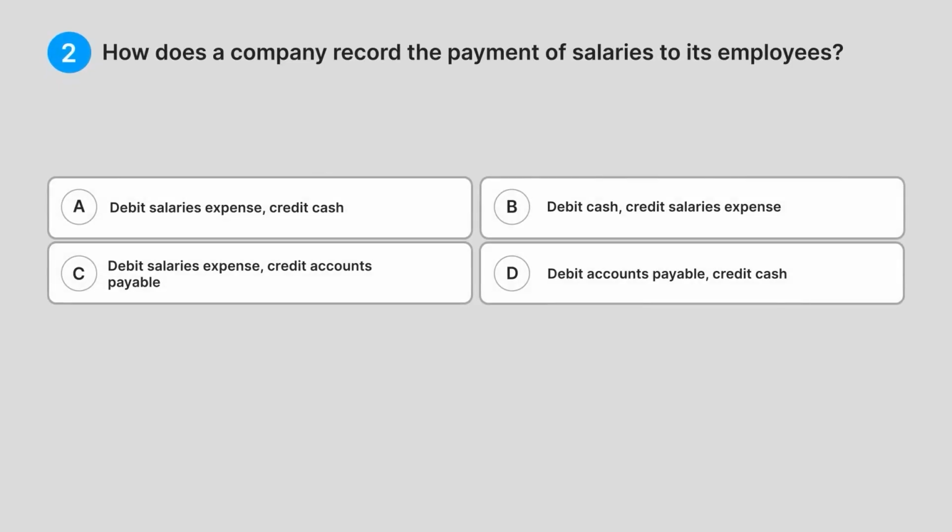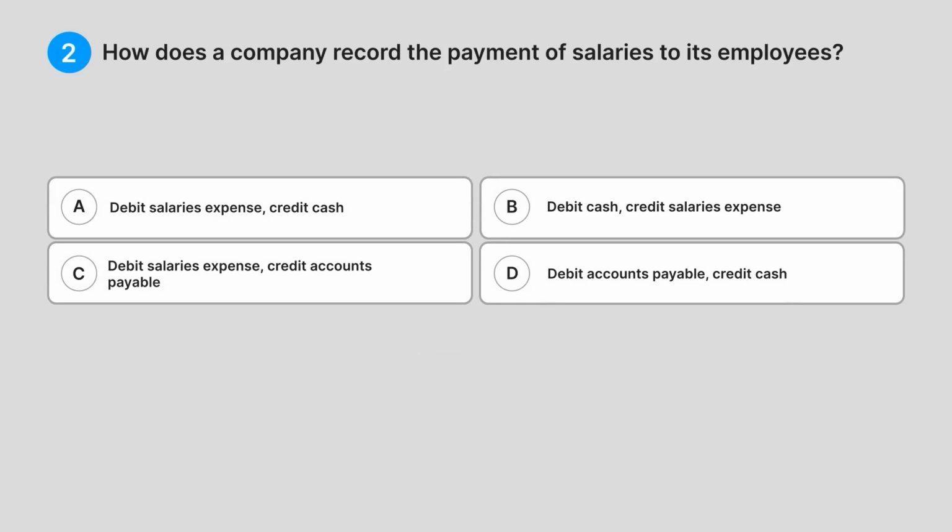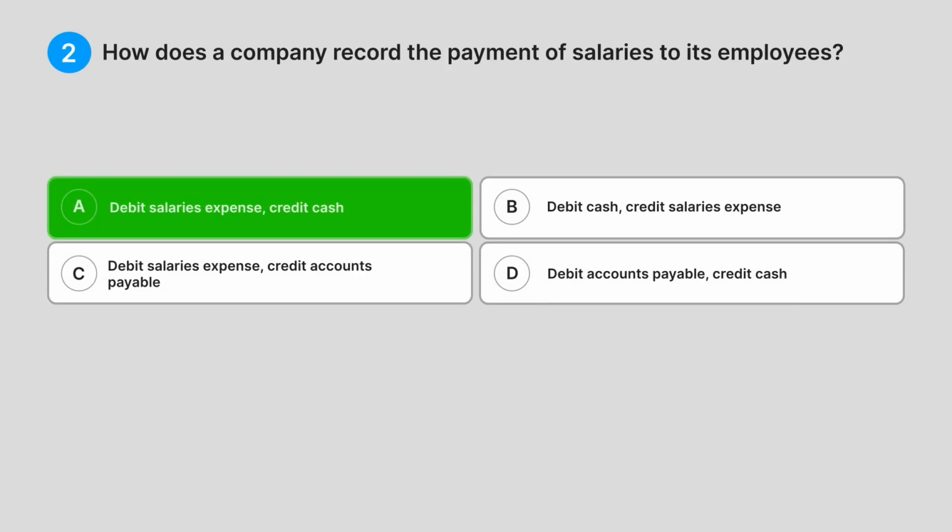2. How does a company record the payment of salaries to its employees? A. Debit salaries expense, credit cash. B. Debit cash, credit salaries expense. C. Debit salaries expense, credit accounts payable. D. Debit accounts payable, credit cash. What do you think is the answer? Correct answer. A. Debit salaries expense, credit cash.